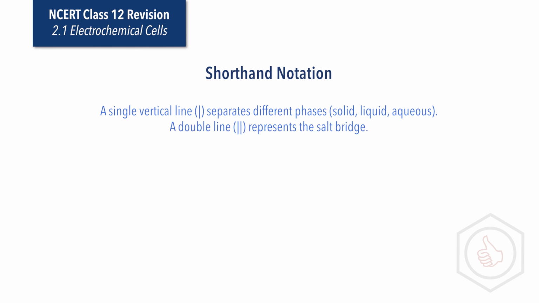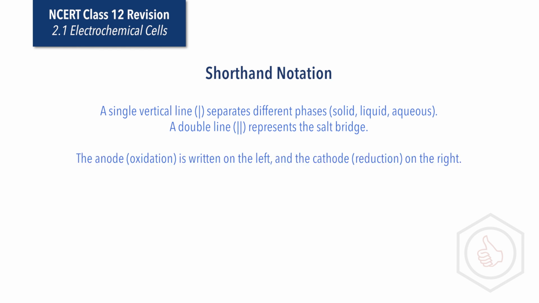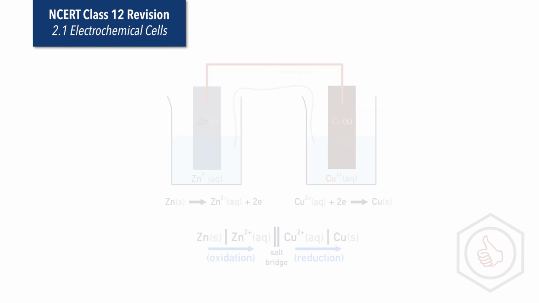The anode oxidation half cell is written on the left, and the cathode reduction half cell is written on the right. For example, the zinc and copper electrochemical cell we've just looked at would be represented as Zn solid, straight line, Zn2+ aqueous, double line, Cu2+ aqueous, line, Cu solid. This shows us that electrons are flowing from the zinc on the left, the anode, to copper on the right, the cathode, separated by a salt bridge.